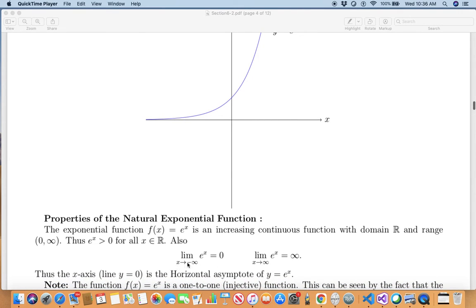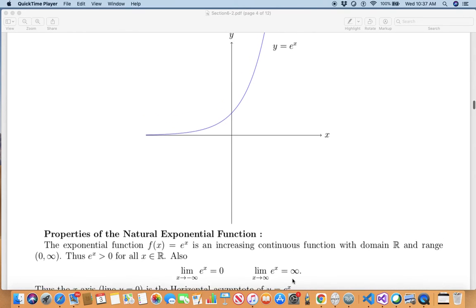What happens when x approaches negative infinity? You are taking the left-hand limit. The limit as x approaches negative infinity of e to the power x is 0, whereas on the right-hand side, the limit as x approaches infinity of e to the power x is positive infinity. The line y equals 0, the x-axis, is the horizontal asymptote for the curve y equals e to the power x.